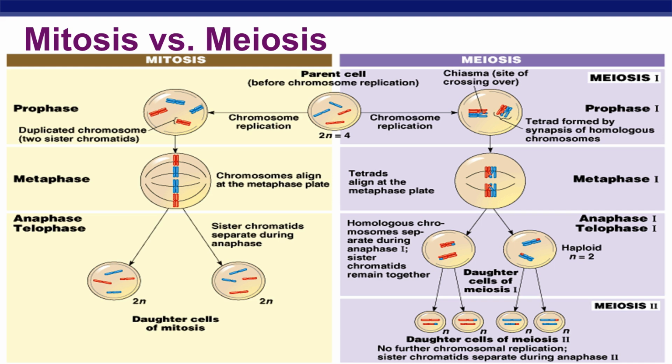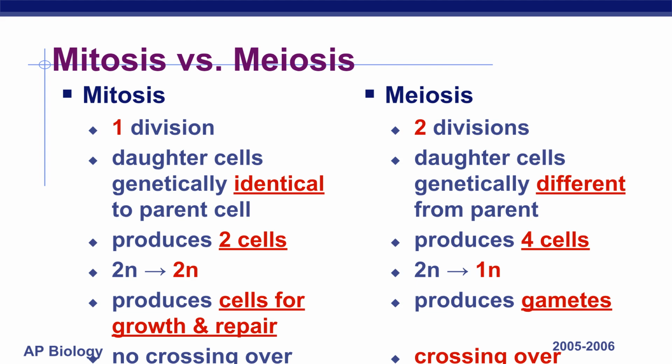This chart compares the events of mitosis and meiosis, highlighting key differences in chromosome behavior and the resulting cells. Mitosis involves one division, produces 2 identical diploid cells for growth and repair, and has no crossing over. Meiosis involves 2 divisions, produces 4 different haploid gametes, and includes crossing over.